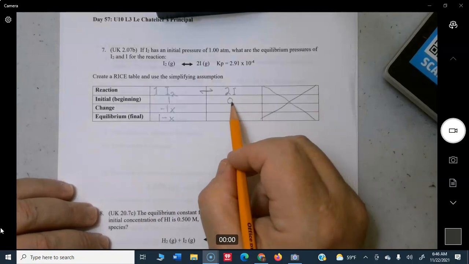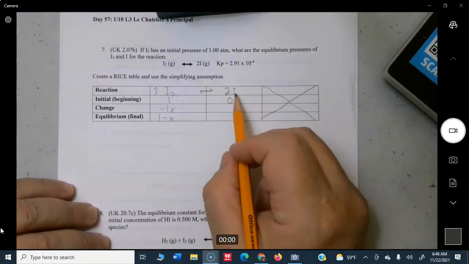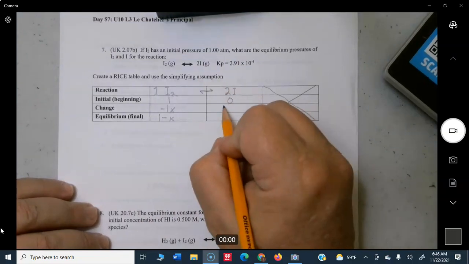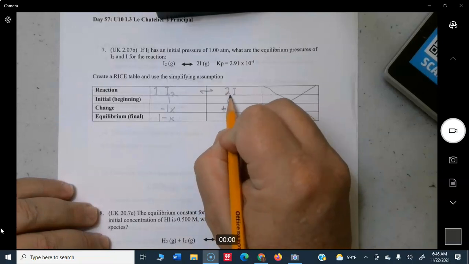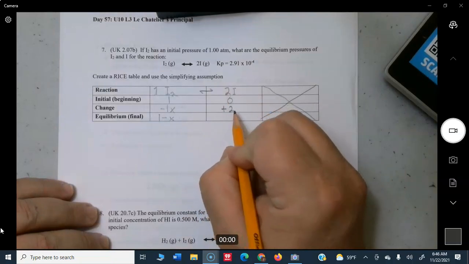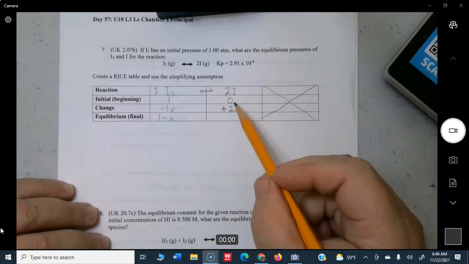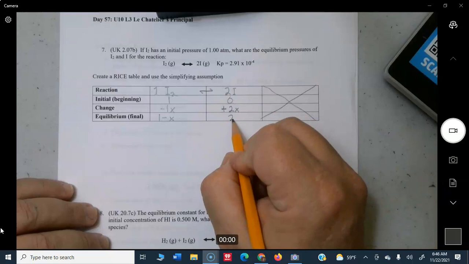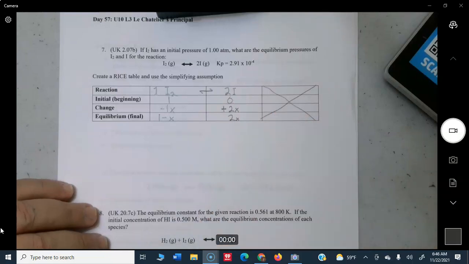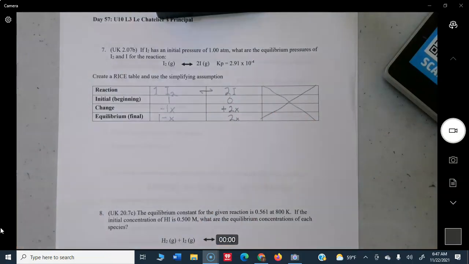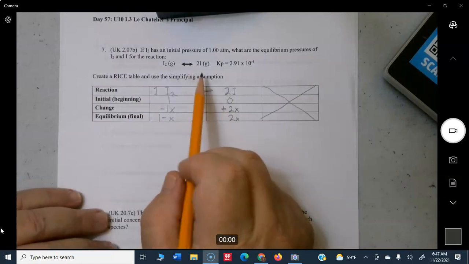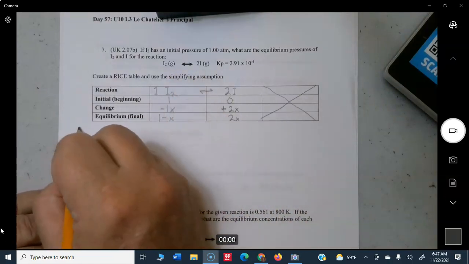Alright, now we come over here, and this is going to be increasing. It's a product. It's going to be going up in value, so it's a plus. The 2 in front of this makes the 2 in front of the change variable, and the change variable x. So now we simply add 0 plus 2x gives you 2x. So now you have your algebraic expressions for your equilibrium concentrations. Now write the law of mass action for this. So I'm going to come way over here.